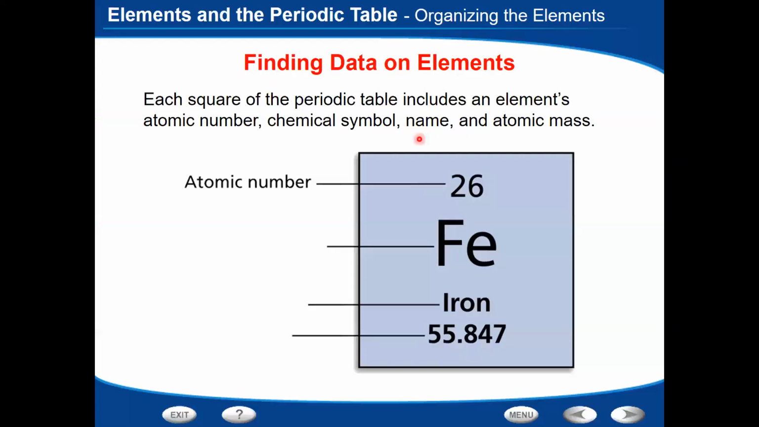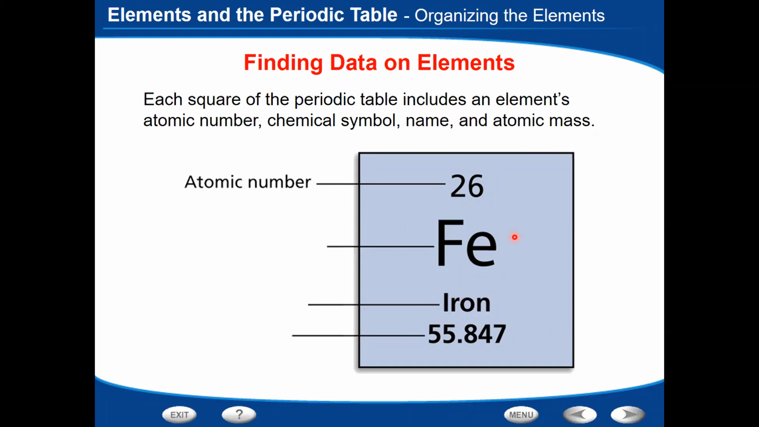All this you can find in the block or the square of the periodic table. If you find any element in the periodic table, you will find the element in a square. This square or block gives you four important pieces of information. The first one, atomic number. And I said for you, it's very, very important. Why? It's like the fingerprint for the element.